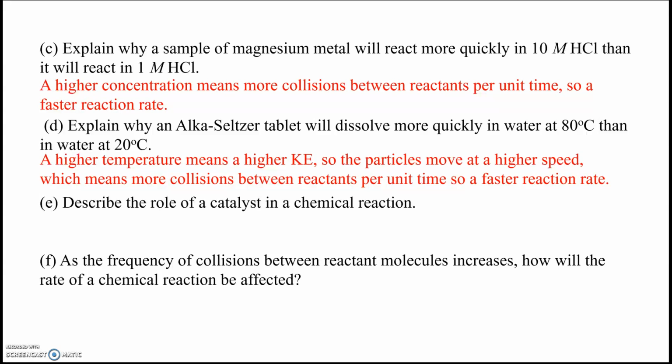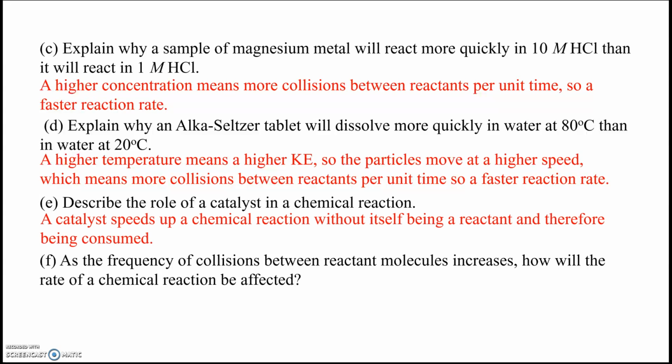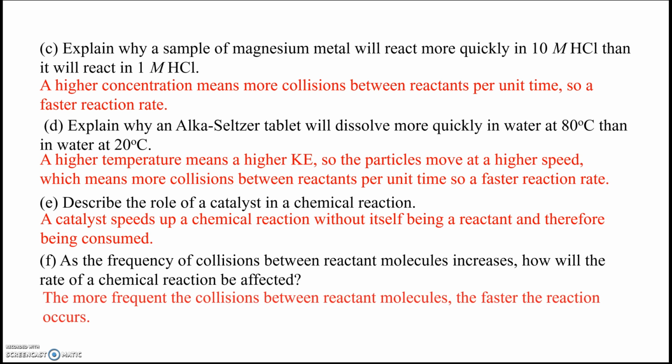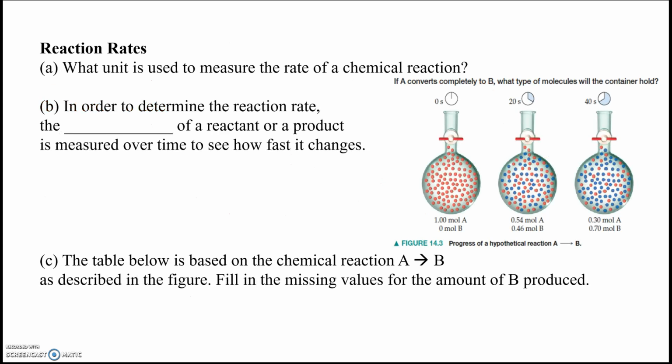Part E, we want to describe the role of a catalyst. Well, a catalyst speeds up a chemical reaction, but it does not itself become consumed in the reaction. We're going to come back to visit this at the end of this unit on kinetics. Part F, the frequency of collisions between reactant molecules increases. How will the rate of the reaction be affected? Well, the more frequent the collisions occur, of course, the faster the reaction occurs.